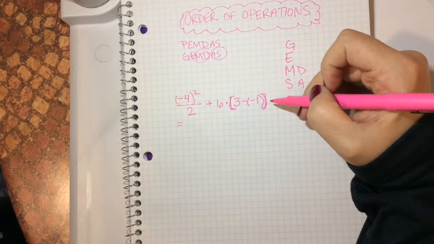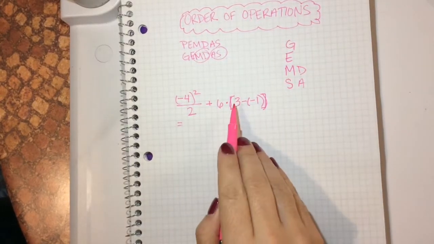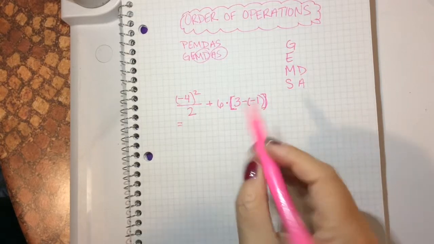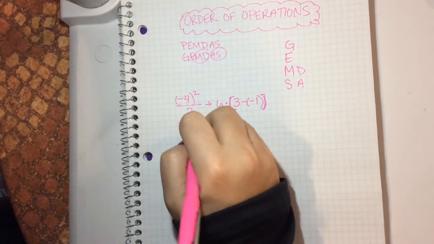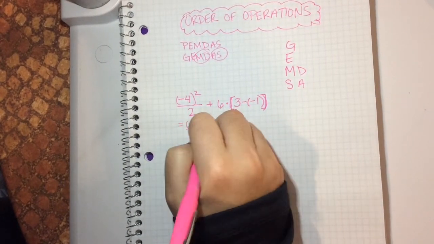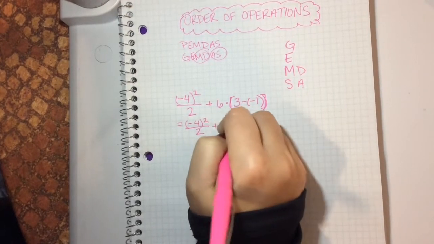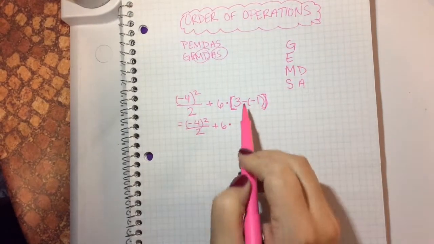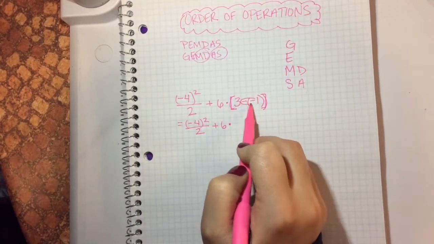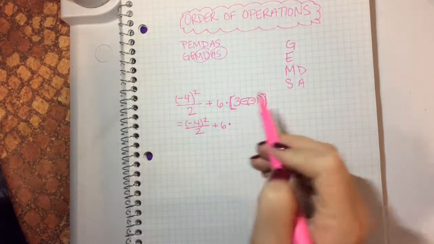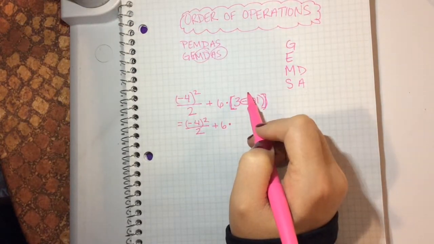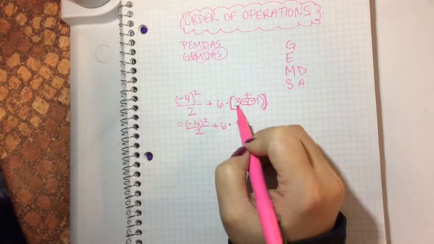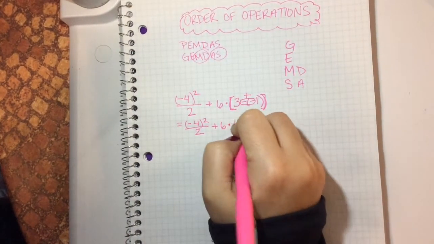So I notice here some grouping symbols. So the first thing I need to do is 3 minus -1. Everything else, I'm just going to write the same for now. And then 3 minus -1. So we know that a minus and a negative, you'll remember this from the subtracting integers video, that becomes a plus. And then 3 plus 1 is 4.